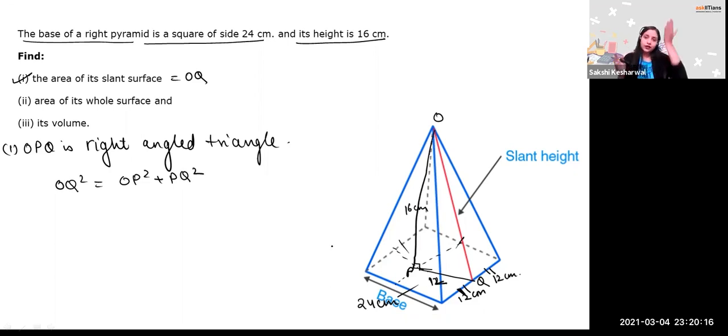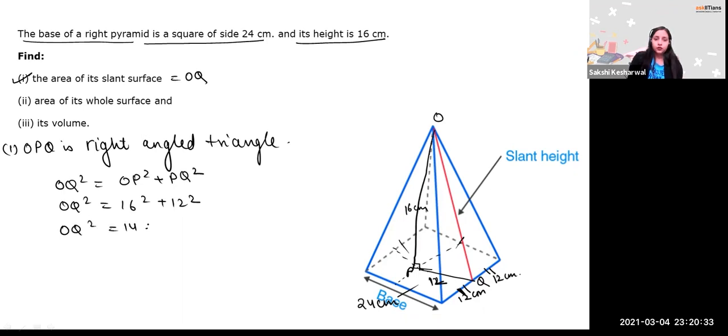Because if you take a square and drop a perpendicular from the apex, it's going to be on the center and the midpoint of both sides, right? So this is going to be 12, beta. OQ square is equal to 16 square plus 12 square. So OQ square is equal to 256 plus 144.